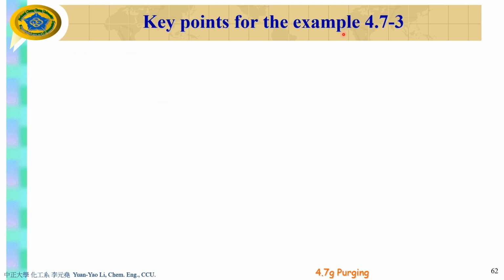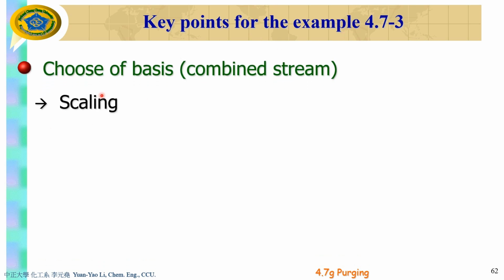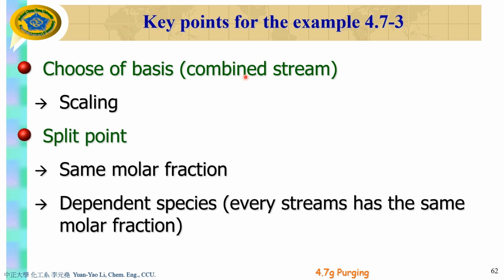So the key points for example 4.7-3 are: choose a basis in the feed to the reactor, right? And then scaling. Splitting point, the same molar fraction, important, okay? And the independent species, every stream has the same molar fraction. Okay? Well, you can think in another way, key 1 or key 2, key 3, right? Key point.